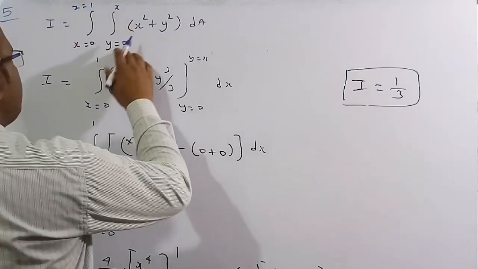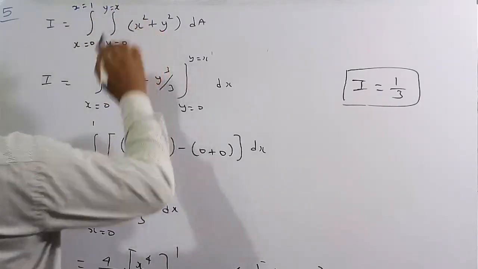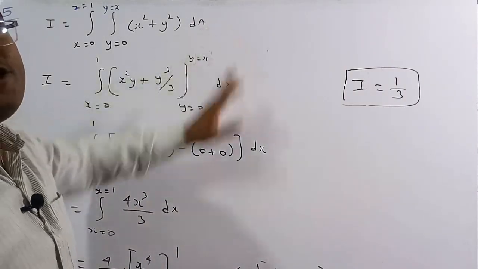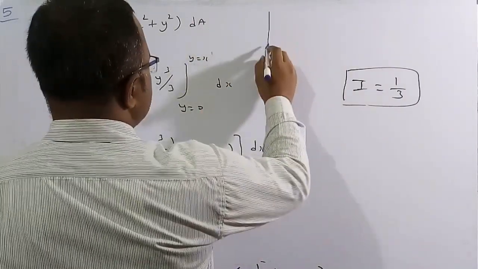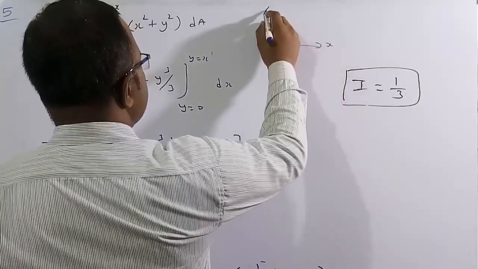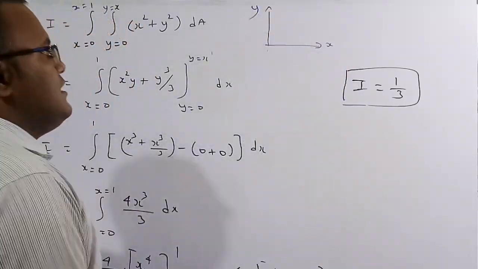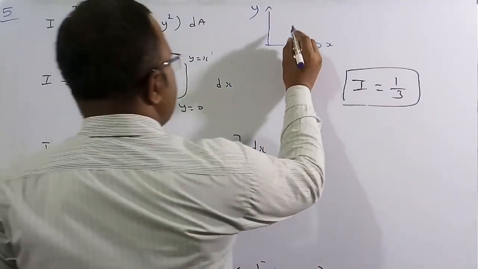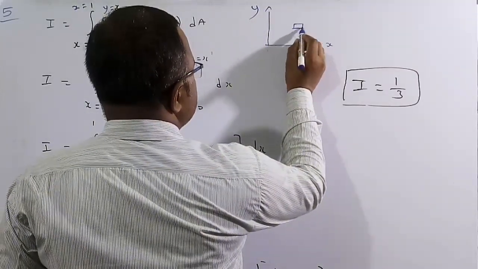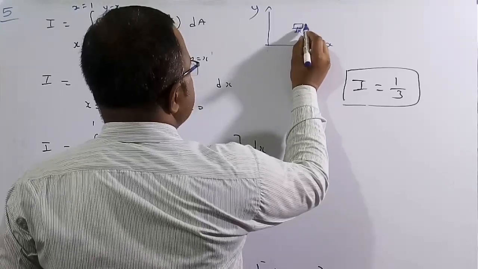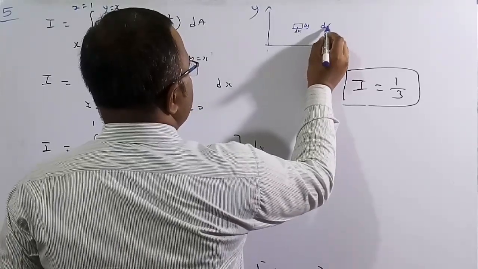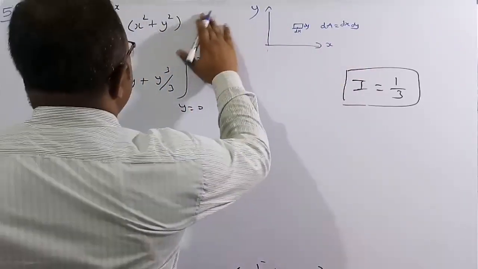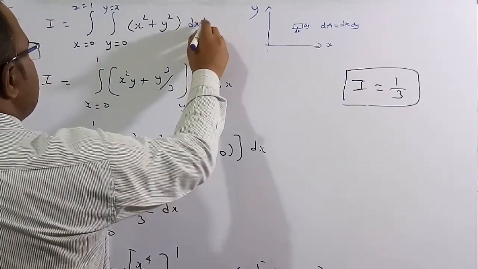And the range of y is from 0 to y is equal to x. So this is a function x square plus y square into dA, where dA is the area in the xy plane. So in the xy plane, take a small area. This is the x line and this is the y line, so the plane is xy. If you take any small area, this length is dx and this length is dy. Therefore the small amount of area is equal to dx into dy. So in place of dA, I am going to write dx into dy.